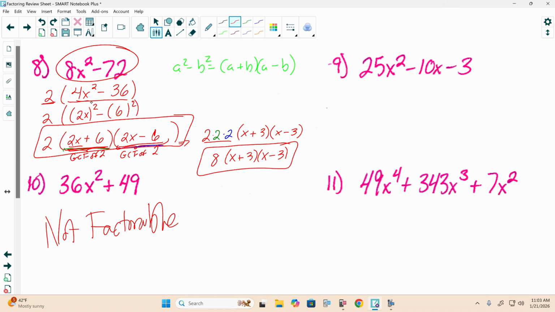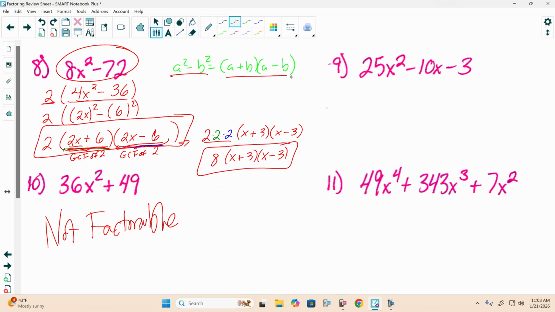What times itself is 4x squared? That's where we got that, 2x squared, because we're getting it into the form of a squared minus b squared. Because if I can get it in a squared minus b squared, I know a has to be 2x. I know b has to be 6. It just happened that there's another common factor that we could take out farther. Does that make sense? Because that's all that was happening.